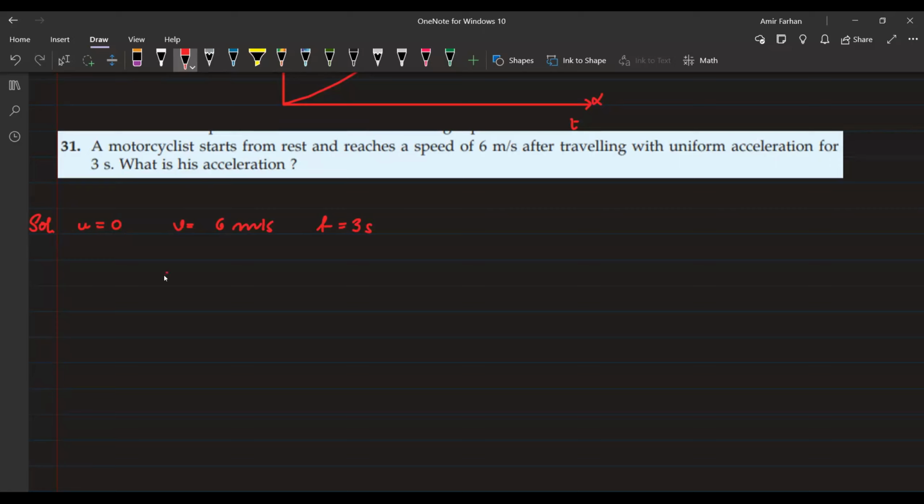Now we just have to put the formula a equals v minus u by t. Substitute the values: 6 minus 0 divided by 3, in meter per second square. So 6 by 3 is 2. Please let me know whether this is clear or not. Any doubt? No, sir. Okay.